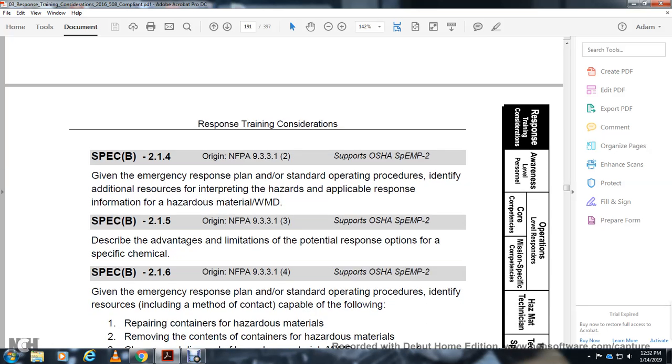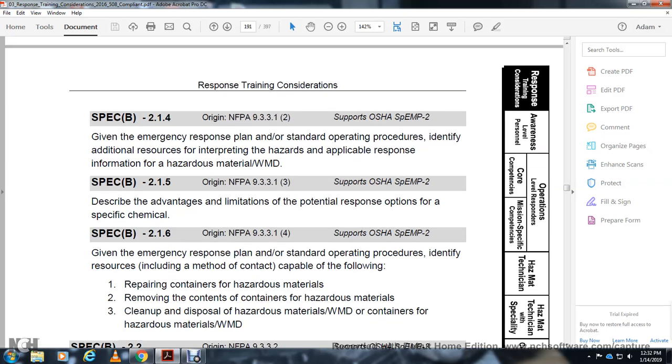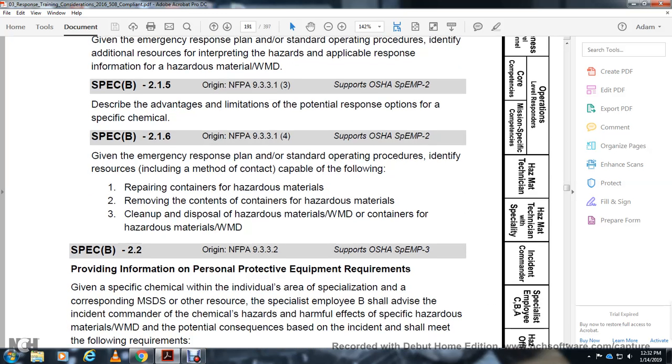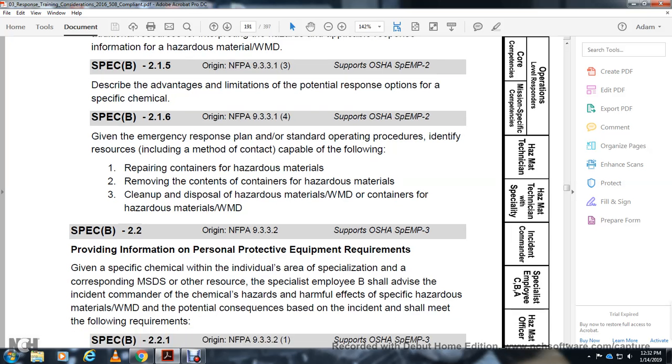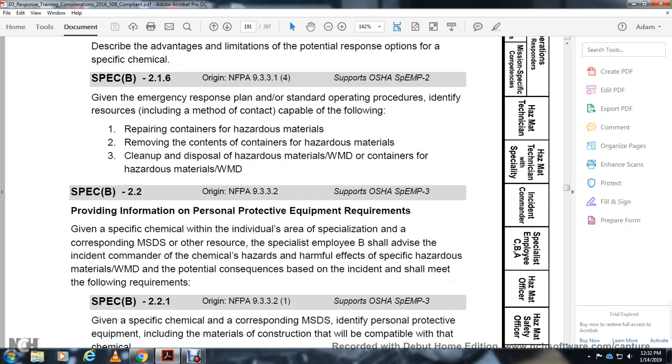Given the emergency response plan and standard operating procedure, identify the resources, including the method of contact, capable of providing containment of the hazardous waste material, removal of the contained hazardous material, cleanup, and disposal of the hazardous material, the weapon of mass destruction. Provide information on the personal protective equipment requirements of the specific chemical for the individual area of specialization, with the corresponding material safety data sheets as the resource, for the specific employee to provide the incident command with the chemical's harmful effects, the potential consequences based on the incident. It shall meet the following requirements.